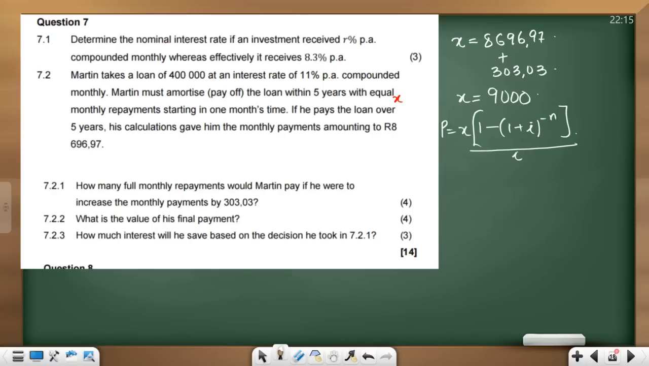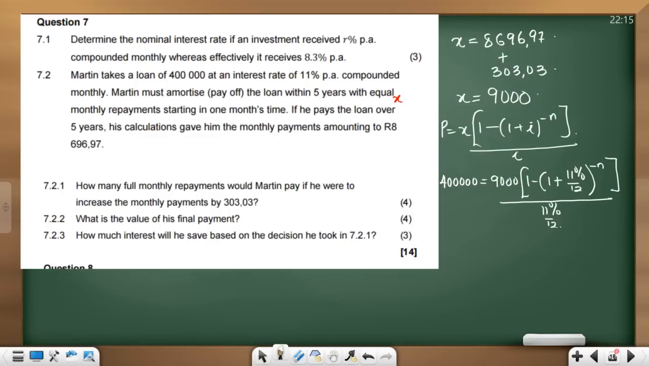Now, what do we have? How much are we paying back? We took a loan of 400 grand. 400,000. We're paying back 9,000. 1 minus 1 plus. What is our interest rate? 11% compounded monthly. Guys, don't change that. Don't say times 12n. You're creating problems. 11% over 12.